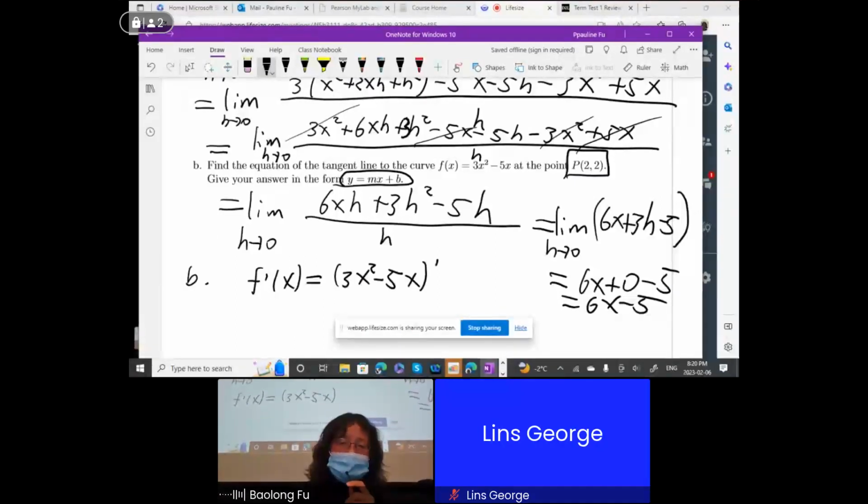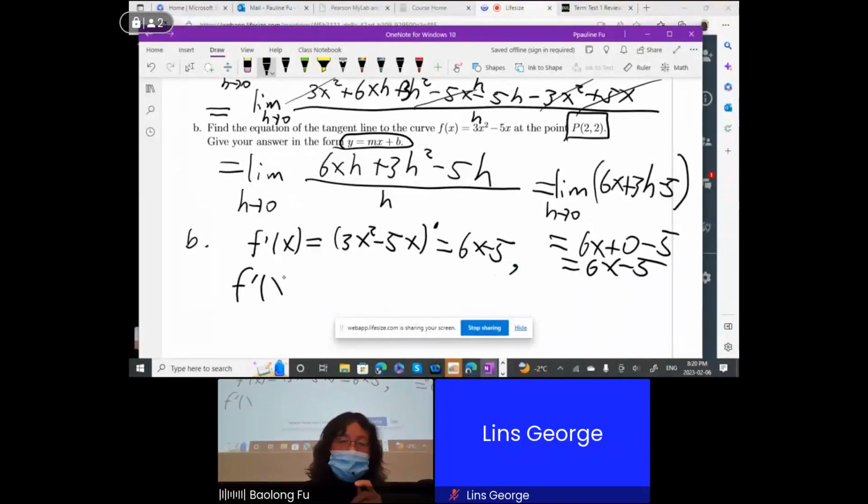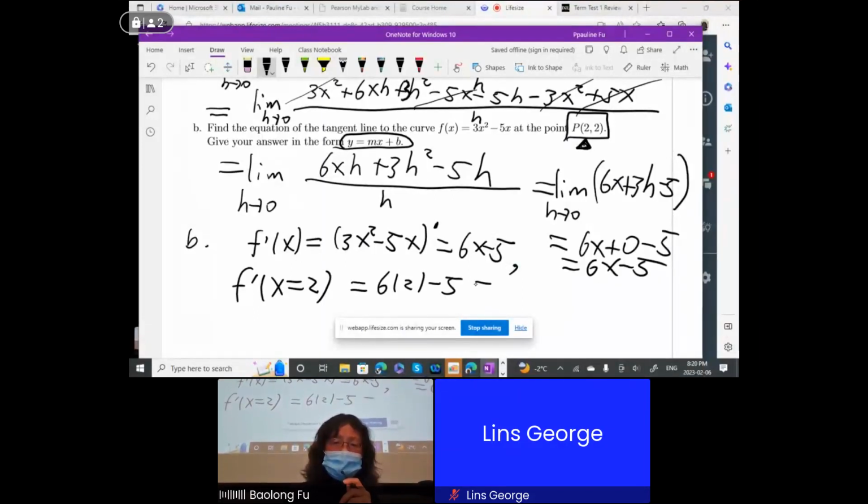The derivative is the slope. So this derivative is 6x minus 5. We already got it. And this derivative when x equals 2, given this point, x equals 2, is 6 times 2 minus 5, which equals 7. So the derivative is 7. And the point is (2, 2).